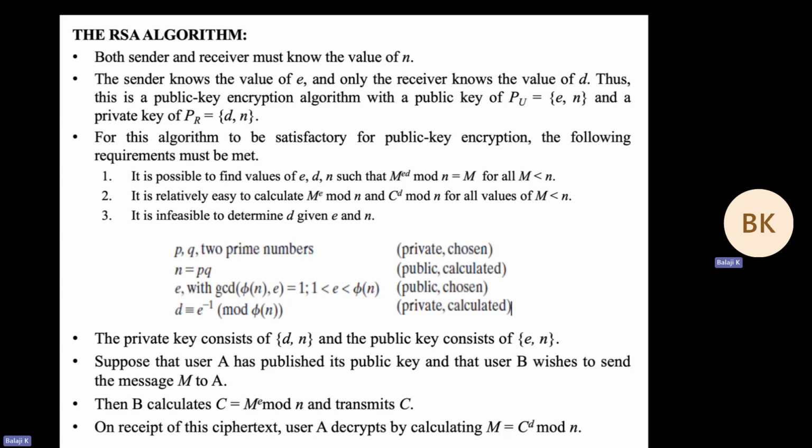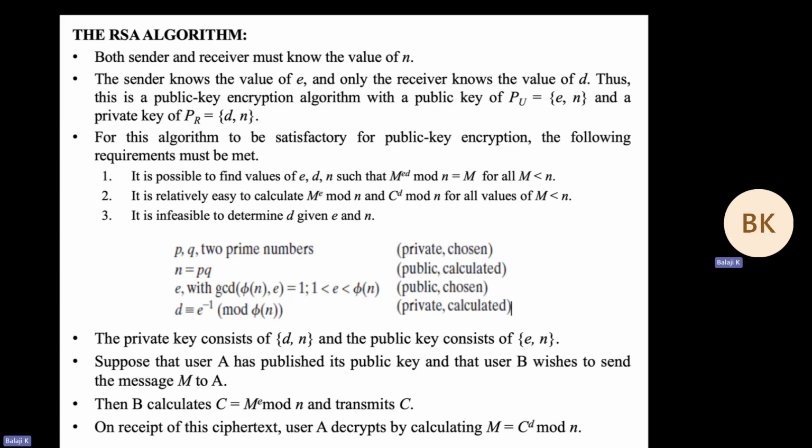Once we calculate the e value, then we need to calculate the d value. For d value, d congruent e power minus 1 mod phi of n. Similarly here also, once we calculate e value, then easily we can calculate d value. So once we have executed all 4 steps, we know what is P value, what is Q value, what is n value, what is phi of n value, what is e value, what is d value. So we will get all these values.